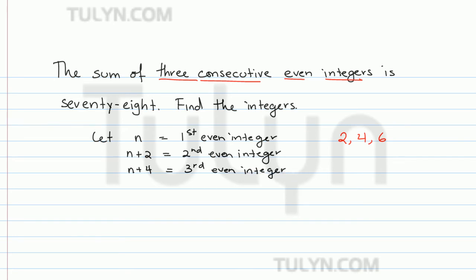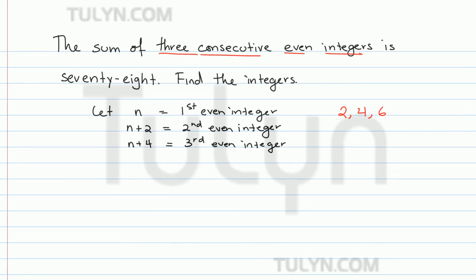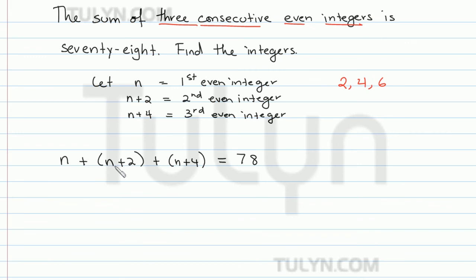So now we've labeled our variables, and now we get to interpret the problem. It says that the sum of these three consecutive integers, so n plus n plus 2 plus n plus 4, is equal to 78. And now we want to find the integers. So let's combine like terms on the left side of the equation. We have 3n's, so 3n plus 2 and 4, which is 6, is equal to 78.